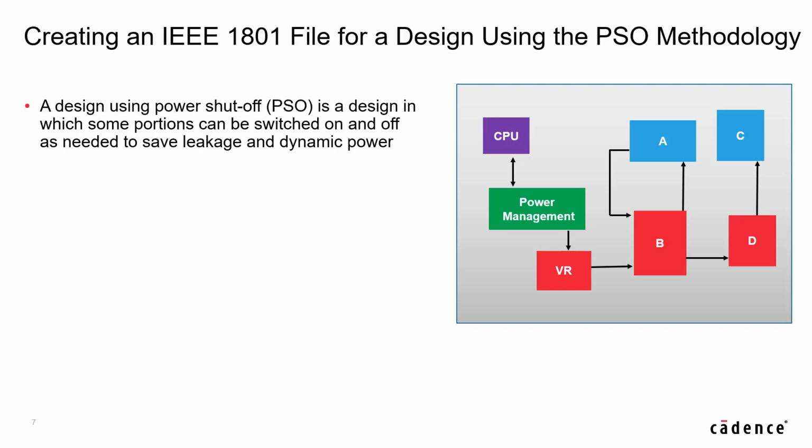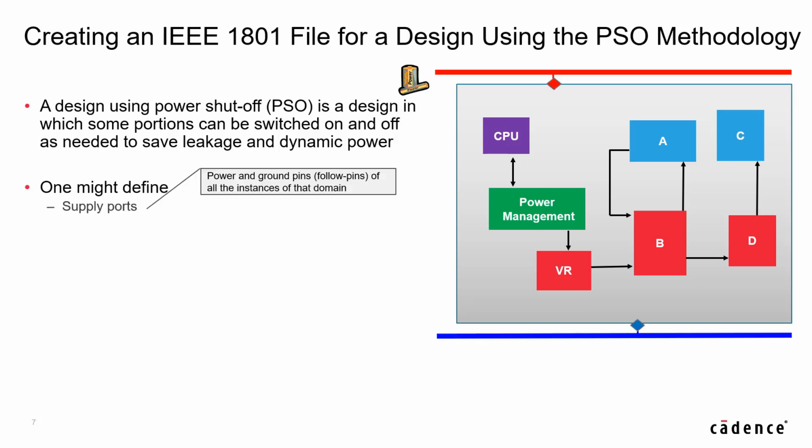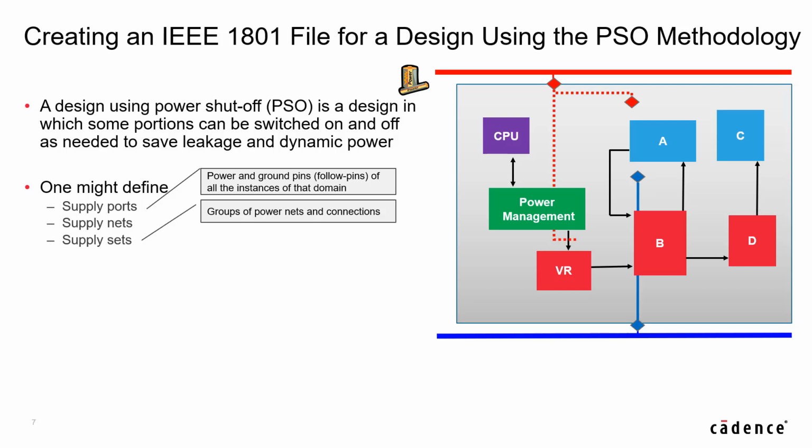Just a quick reminder about what 1801 is. It's a way to describe and infer at RTL, but also to get the same cells instantiated during the implementation side, a number of low power objects. The objective is that these objects will help you save leakage and dynamic power. If I go quickly, that means you might define supply ports, which are the entry of your whole SOC or your whole IP. Then you might define supply nets to propagate the elements, and you will define supply sets, meaning your group of power and nets and connections.